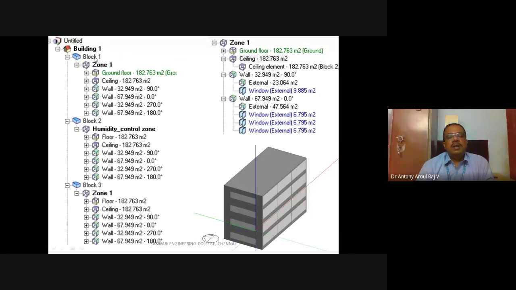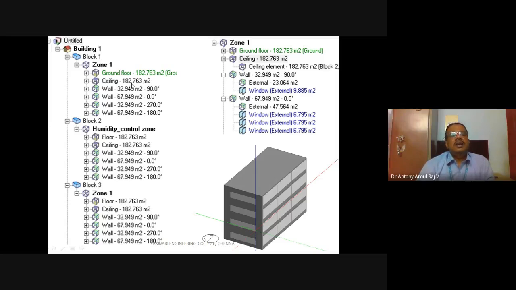Please try to understand: if block 1 is for 1 floor, you think that it is a ground floor. If it is a ground floor, then you can have multiple rooms, that means multiple zones. But what is happening in this building is this full thing is like a big hall. The ground floor is like a big hall with 4 walls and 1 ceiling. That is what is given here.